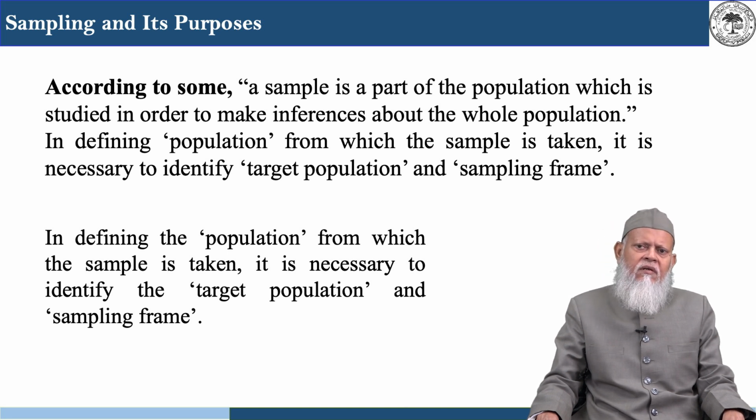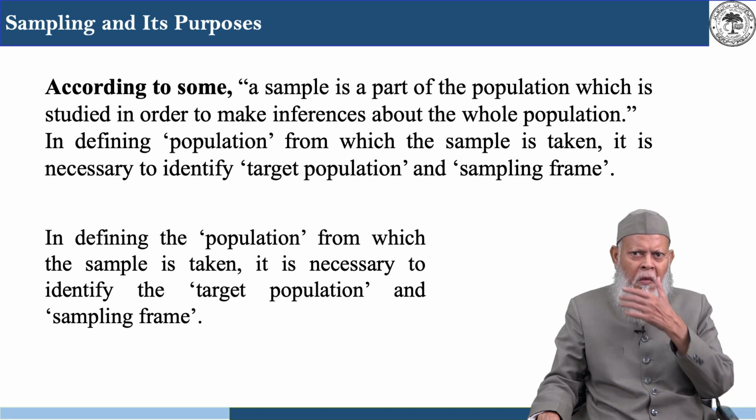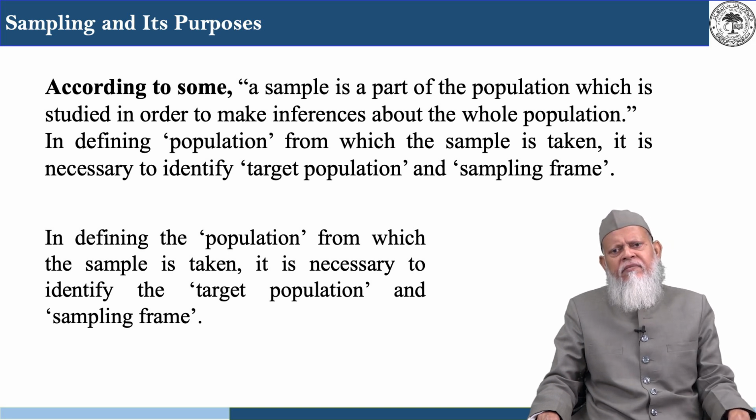Now, take the example of satisfaction level of students from the teaching at a department of a university. Say this department has 150 students. Then this population is finite also and small also. It is not a large population.